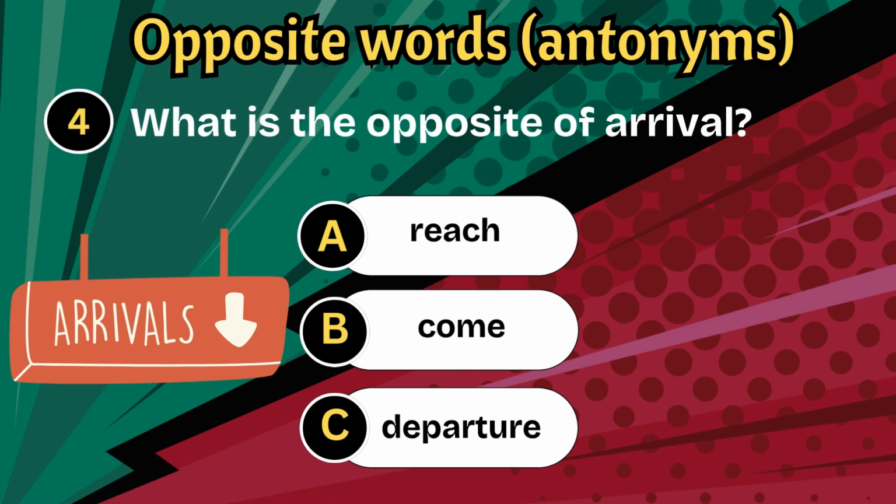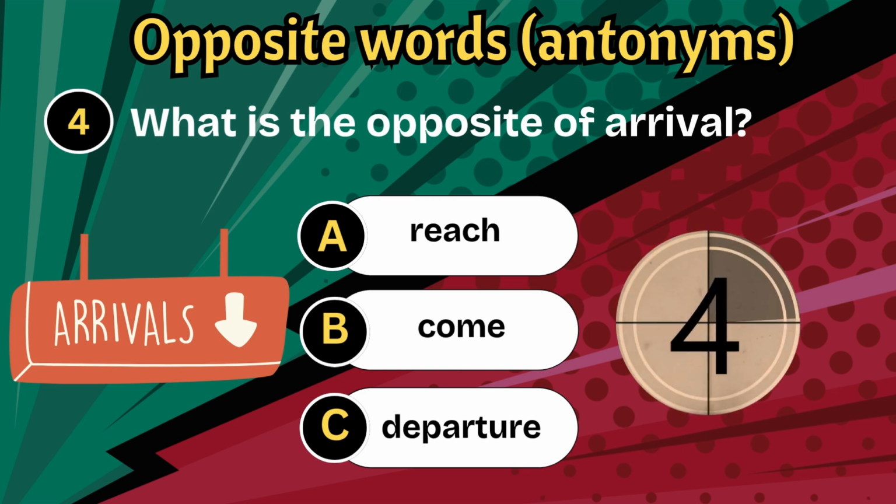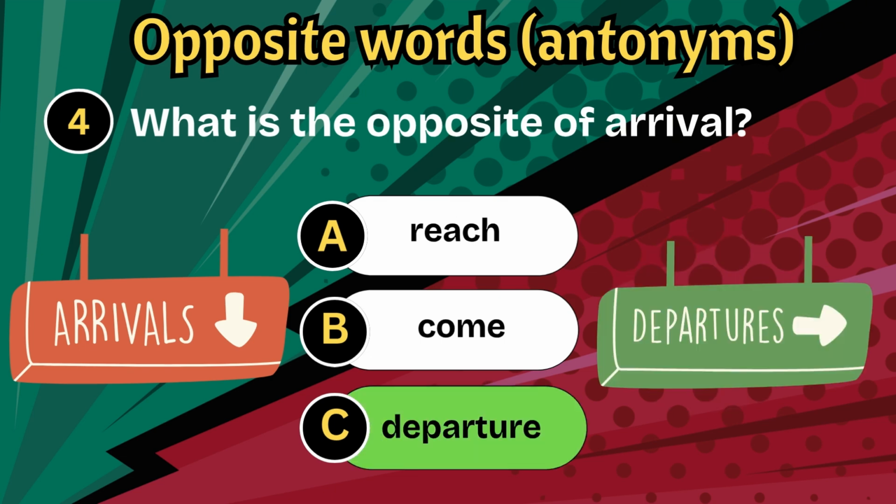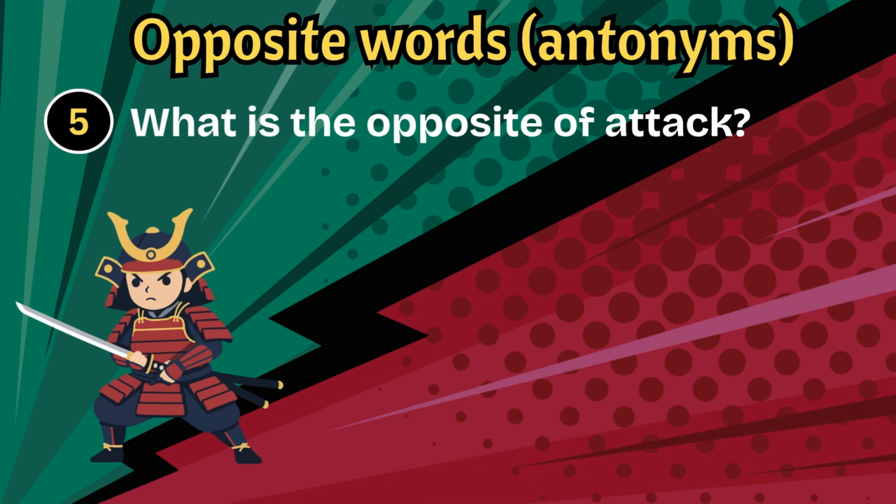Arrival means coming to a place. Take a guess. The correct answer is departure. Departure means leaving a place. What is the opposite of attack?